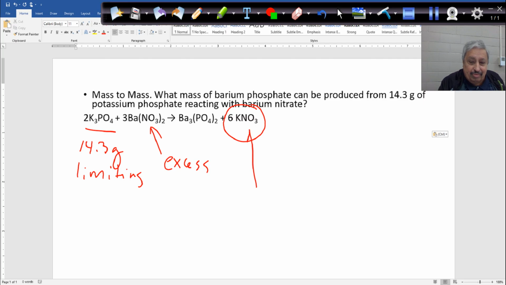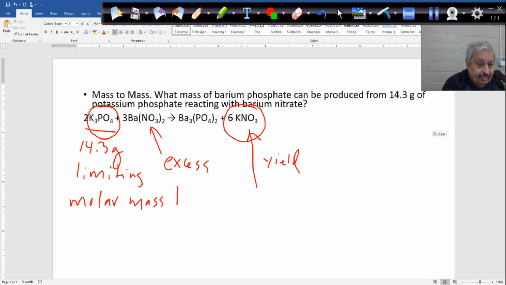But how much do we need the yield of this? Let's start with 14.3 grams. If I start with 14 grams, I have to know the molar mass of this compound, because you have to get rid of the grams. And whenever you need to get rid of grams, you have to go through molar mass.